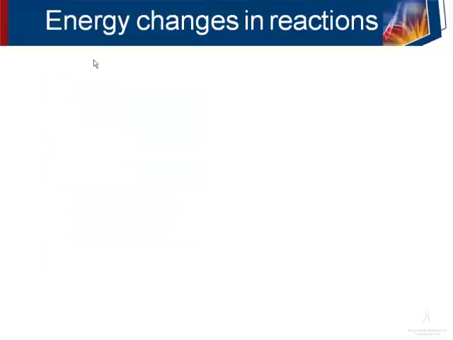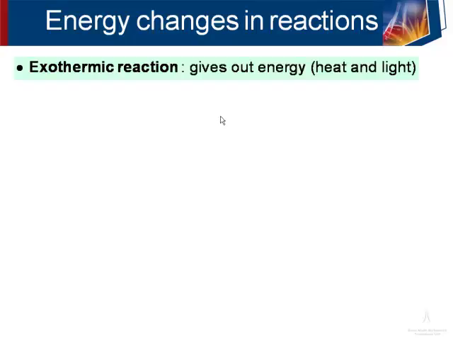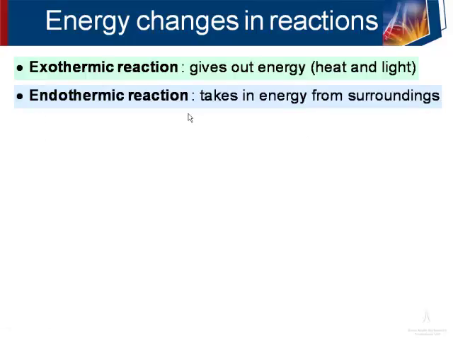We begin by investigating energy changes in chemical reactions. Now we have what we call exothermic reactions, and an exothermic reaction gives out energy, sometimes in the form of heat, sometimes in the form of light or other energies. An endothermic reaction, on the other hand, takes in energy from the surroundings.